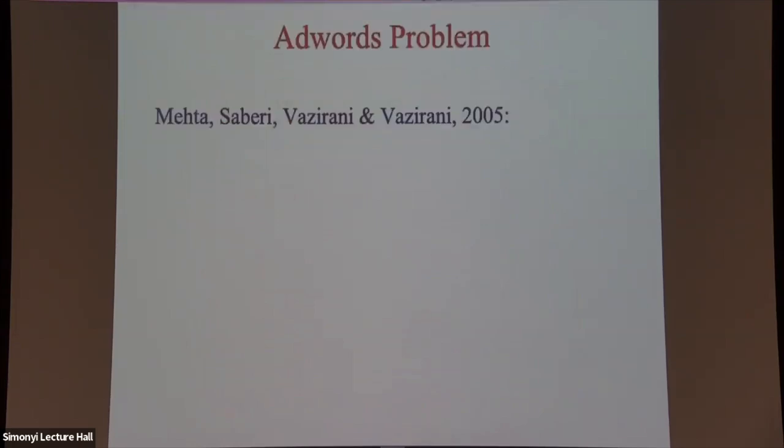So this problem came to us in 2004, us being Aranyak Mehta, Amin Saberi, Umesh Vazirani, and me. These two were my students at Georgia Tech then. He's now at Google, he's at Stanford, he was always at Berkeley, and I'm at UC Irvine. So this is a highly California-centric problem now.